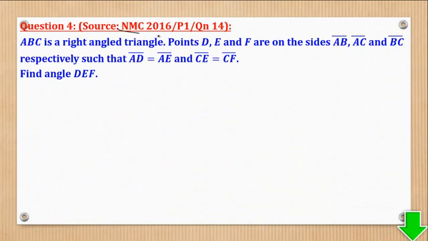Then question 4 came from the National Math Contest of 2016, paper 1, question 14. And it says, ABC is a right-angled triangle. Points D, E, F are on the sides AB, AC, and BC, respectively, such that AD is equal to AE and CE is equal to CF. Find angle DEF. So we're going to make a sketch of a right-angled triangle.